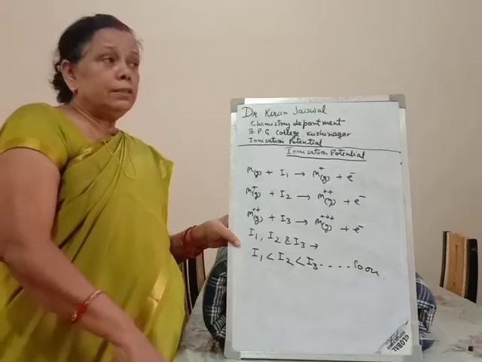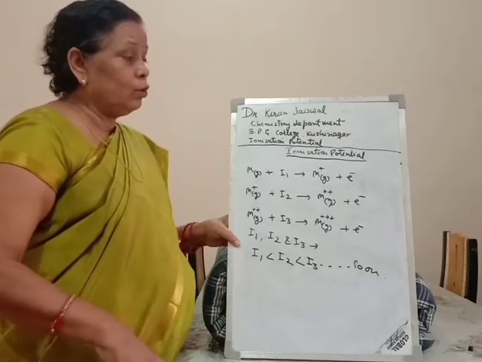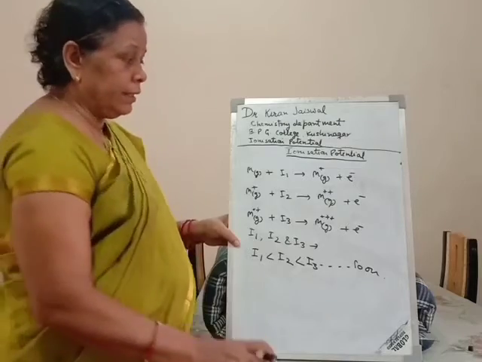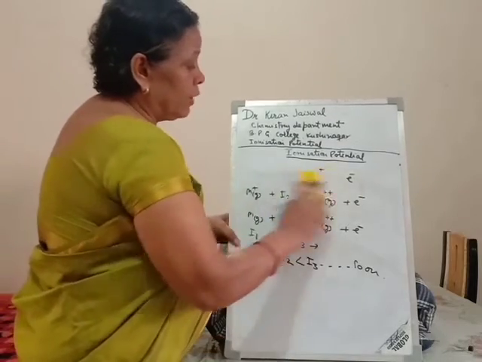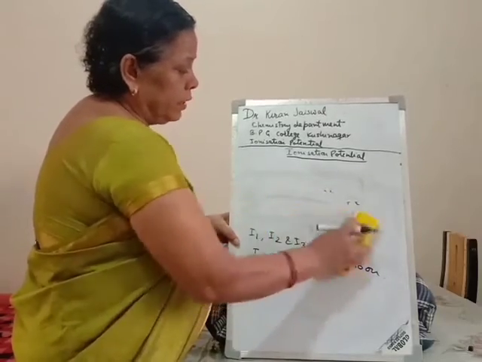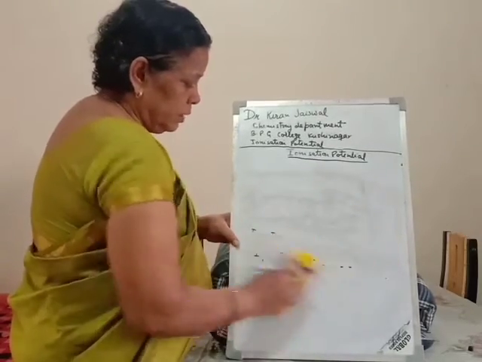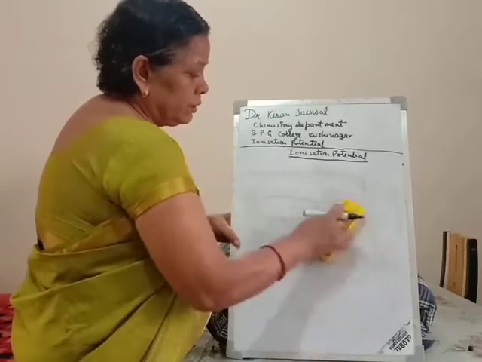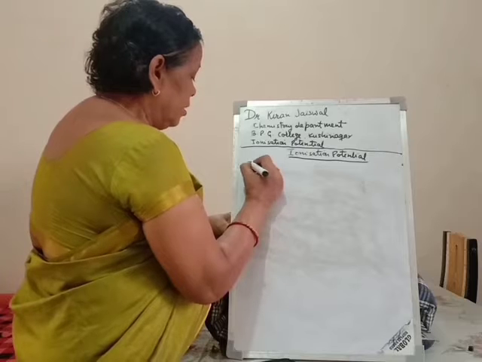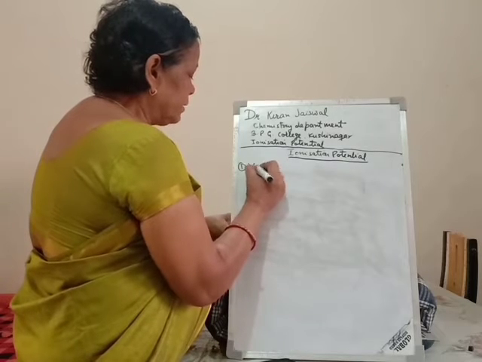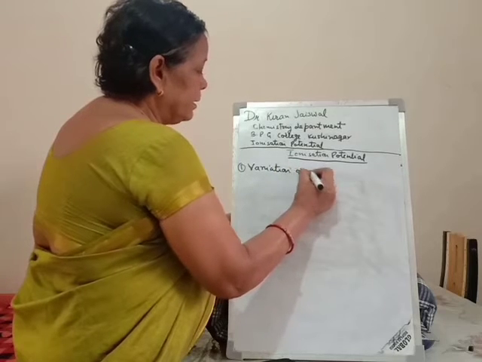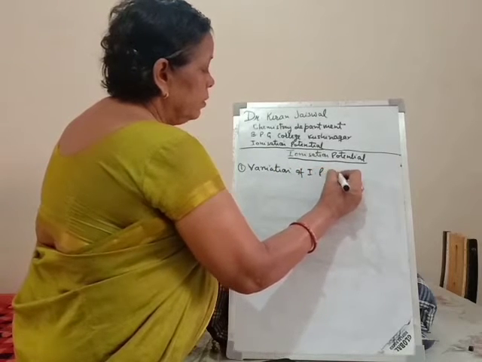Now we see how the ionization potential varies in the periodic table, that is, in the group and in the period. First, we see the variation of ionization potential in a group.